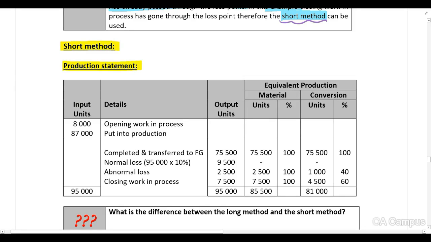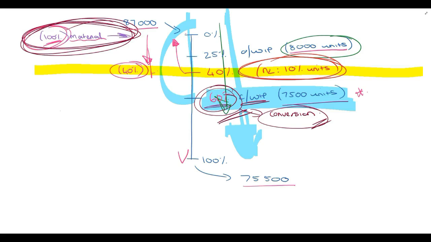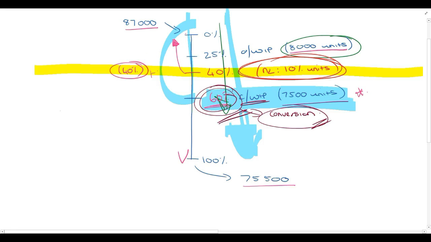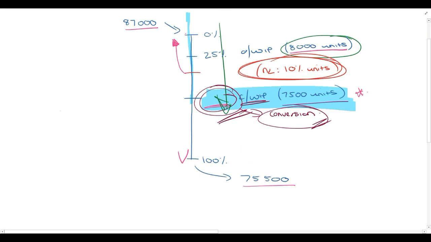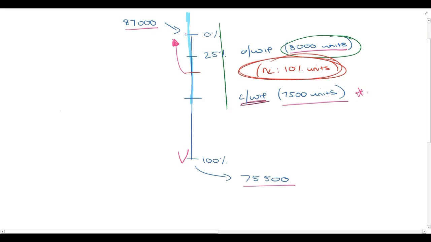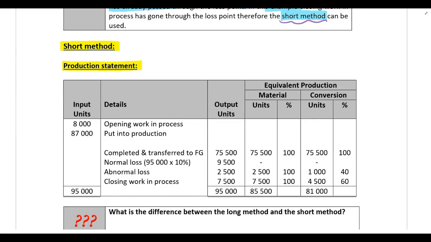Firstly, let's start with our production statement. Again, we are going to need this diagram, so let's just tidy this diagram up a bit. Okay, so that's everything that we need for this diagram. So, input column is only ever two things going into my input column. I've got 8,000 units sitting in opening work in process, and I put another 87,000 units into production during the current period. Total the input column.